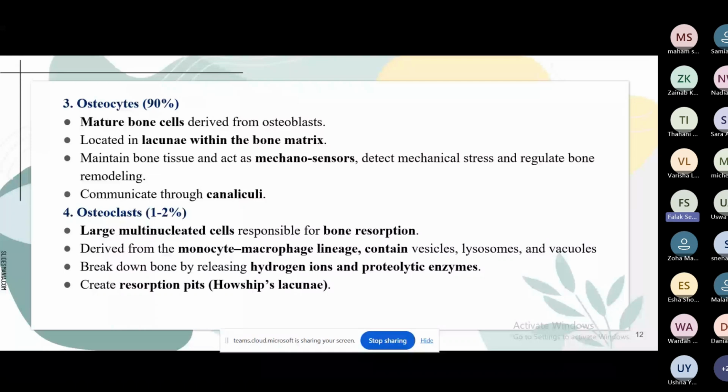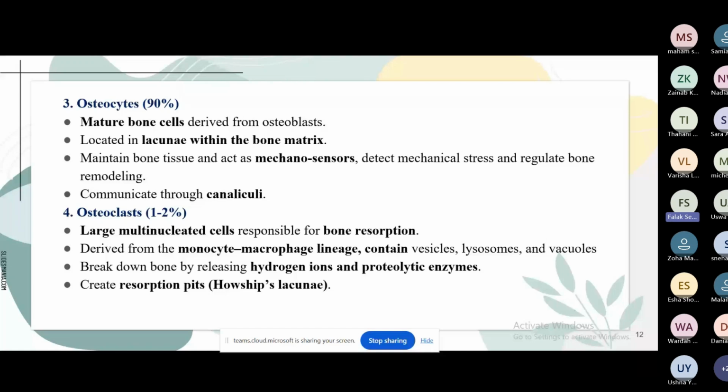Okay, and the last cells we have are the osteoclasts. They comprise only about 1 to 2% of the total cells. They are large multinucleated cells, just like large multinucleated giant cells and large macrophages, and they are responsible for bone resorption. They're derived from the monocyte macrophage lineage.